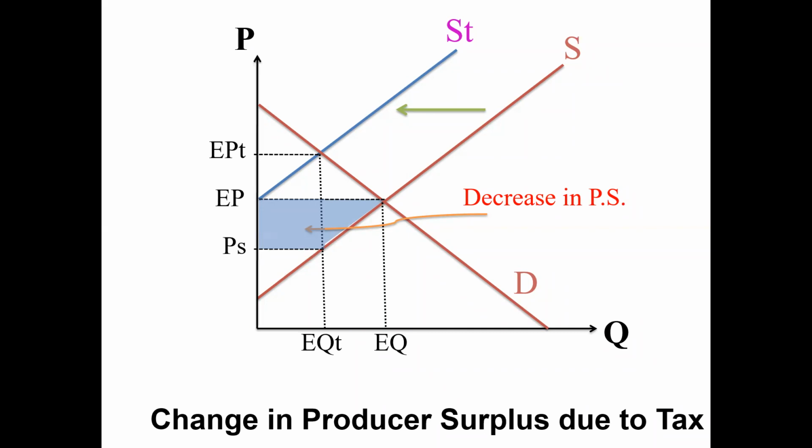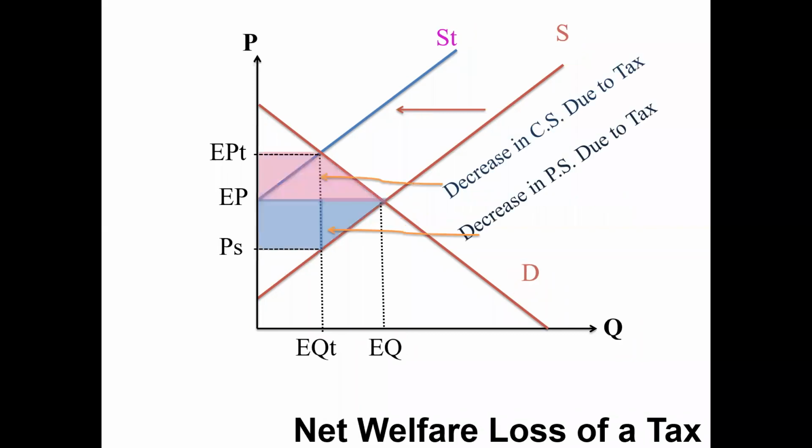Right? So therefore you can see due to tax, consumer surplus comes down as well as producer surplus also comes down. Simply, this is a joint loss to consumer and producer because of the tax. Right? These two areas represent joint loss to consumer and producer due to the tax. Now, tax is a loss to consumer, tax is a loss to producer, but tax is a gain to the government.